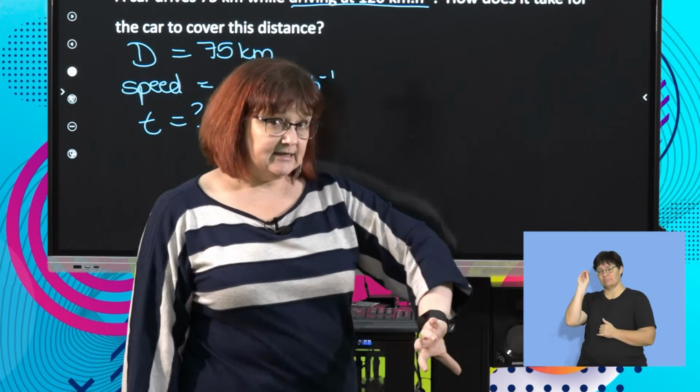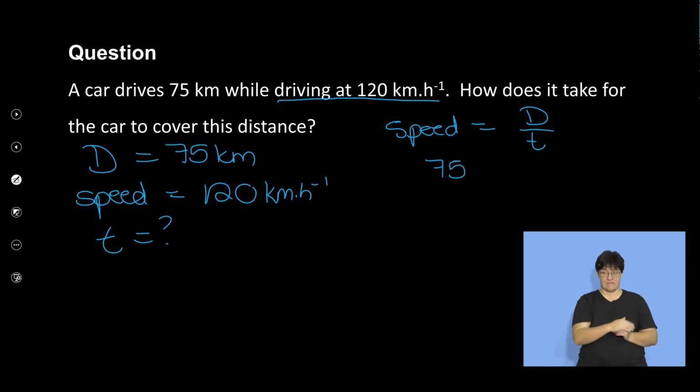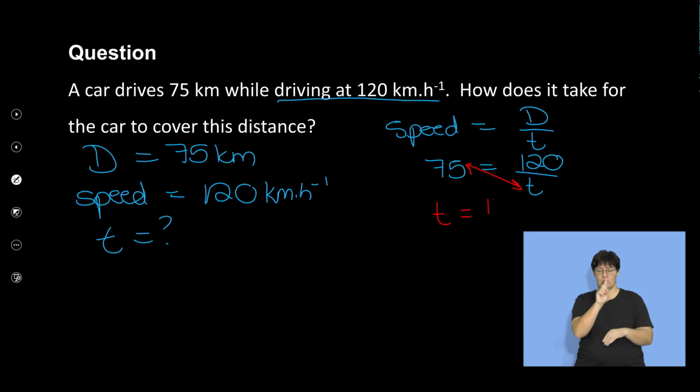So again, we've written down what we know. Now we're going to write the equation. So the equation we know is speed equals distance divided by time. He's going 75, 120 kilometers. We want time. Now this one's a little more tricky in terms of the maths, but what we're going to do is those two swap places. In other words, time is 120 divided by 75.